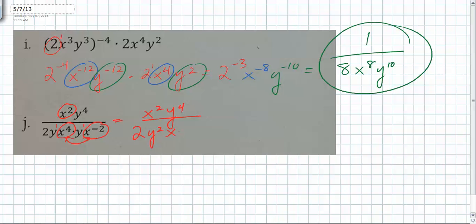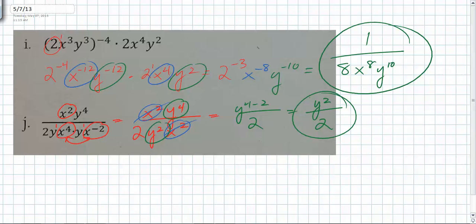And what power does x go to on just the bottom? 2, because it's 4 and negative 2. You add the powers, right? So now, what cancels? Well, the x squareds cancel. This cancels with this, right? And it's y to the 4th over y squared. So what are you left with on top? Yeah, so you end up with y to the 4th. So it's y to the 4th minus 2 over 2. So it's going to be y squared over 2. There it is. Yeah? That go okay?